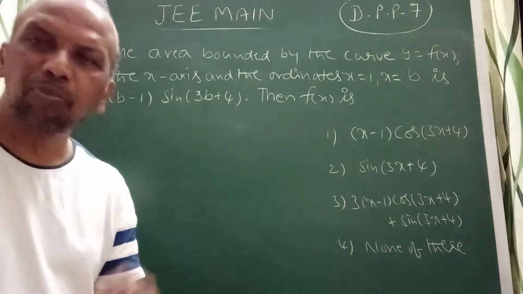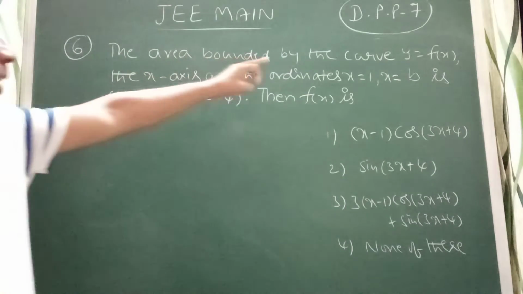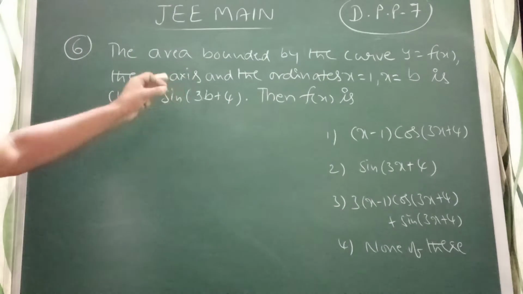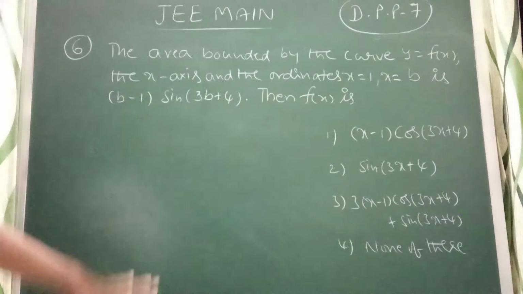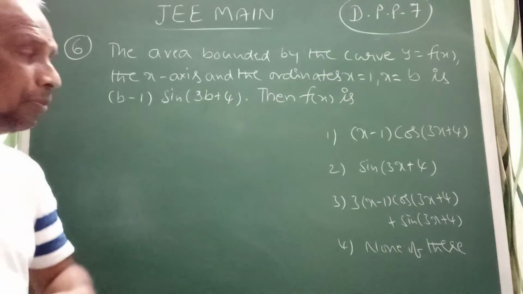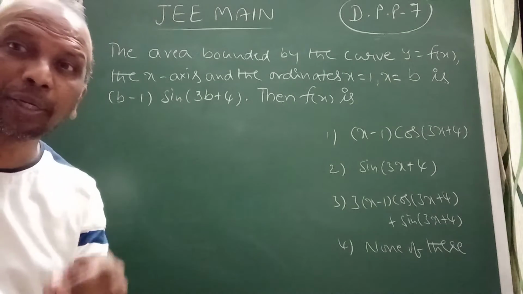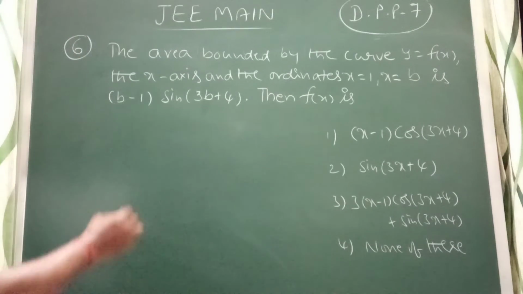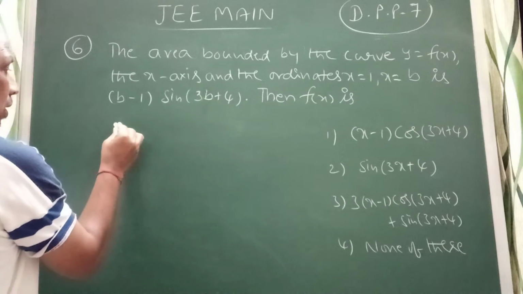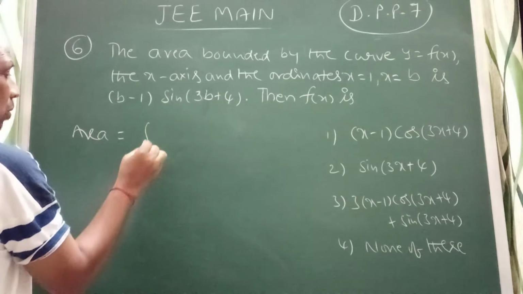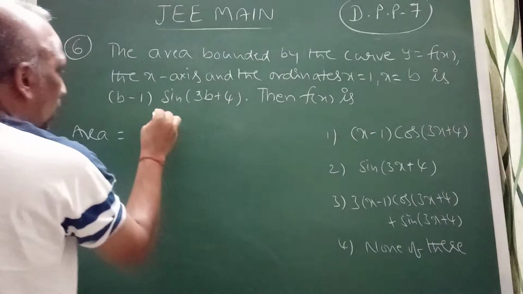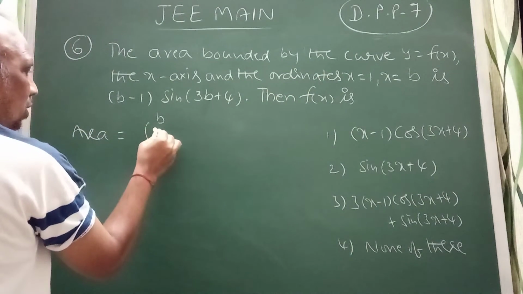Say this is a simple problem. The area bounded by the curve y equal f of x, the x-axis and the ordinates x equal to 1, x equal to b is (b minus 1) sine of (3b plus 4). Then what is f of x? Here, the area is given. What is given? Area is equal to integral 1 to b f of x dx.